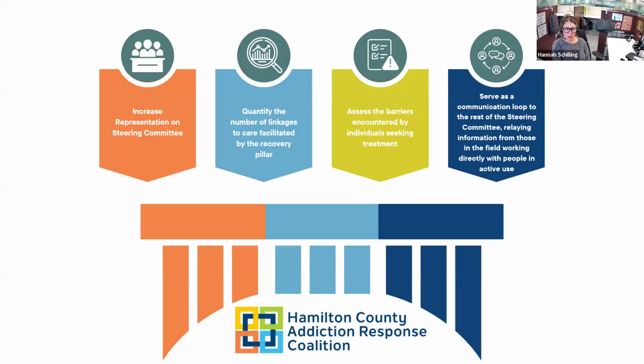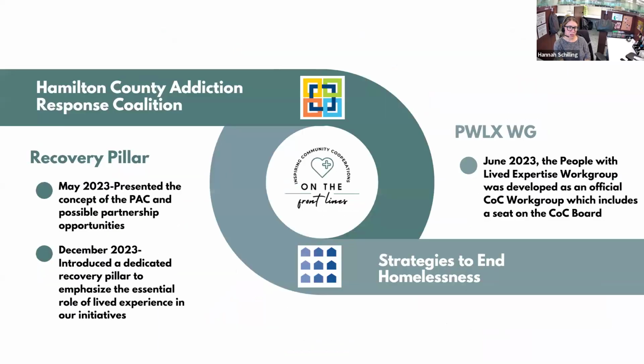And then the Addiction Response Coalition, I want to go back a couple of slides because I kind of breezed through this. In the Addiction Response Coalition, they have 7 different pillars that are representing the recovery community in terms of addiction response. They had a business pillar, a treatment pillar, a prevention pillar, an interdiction pillar.